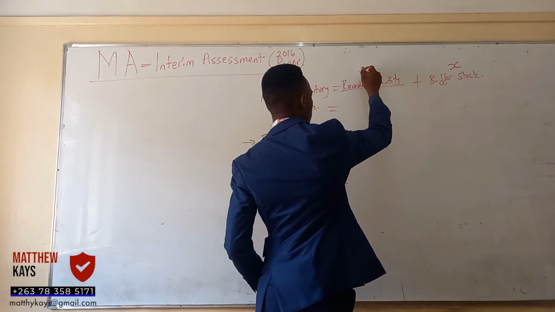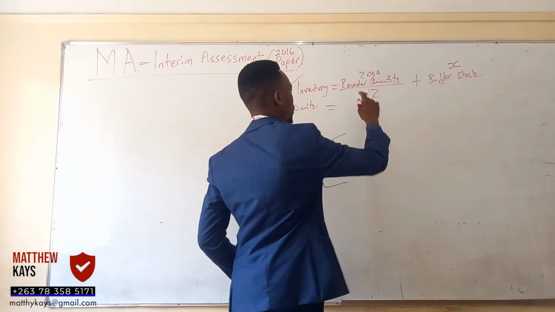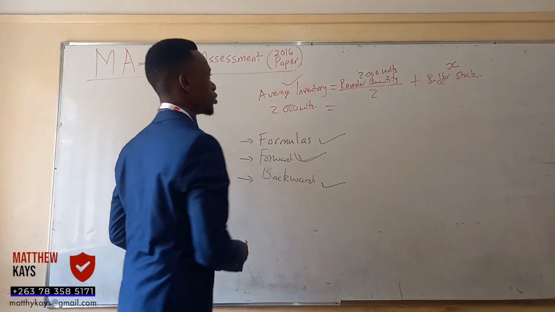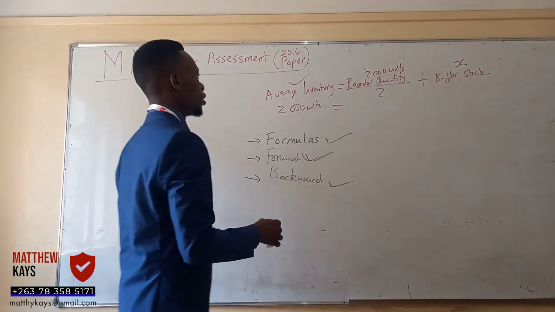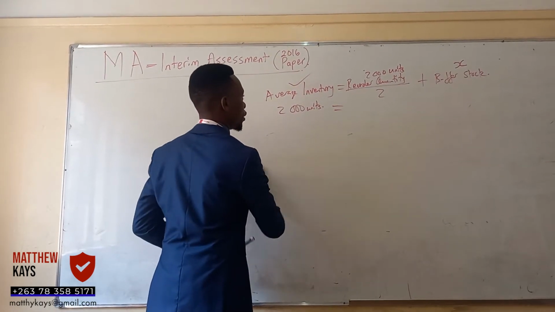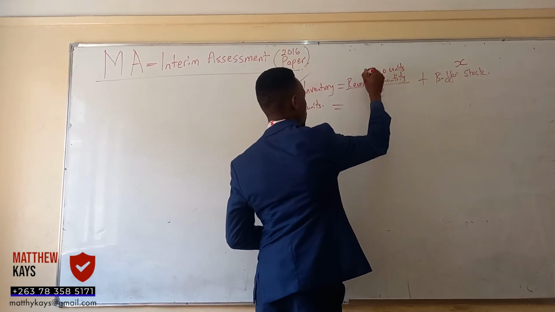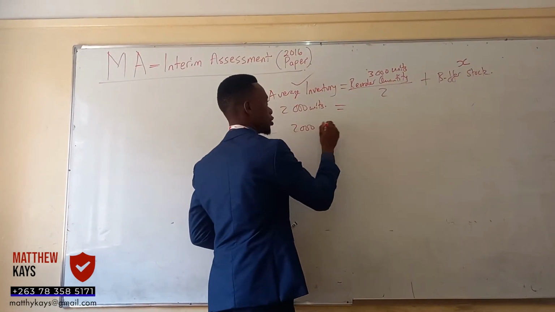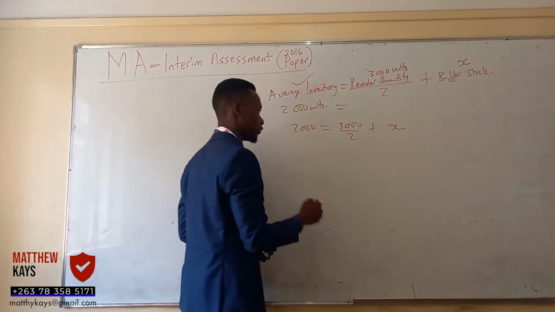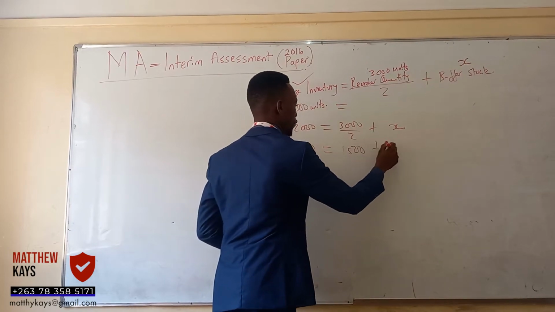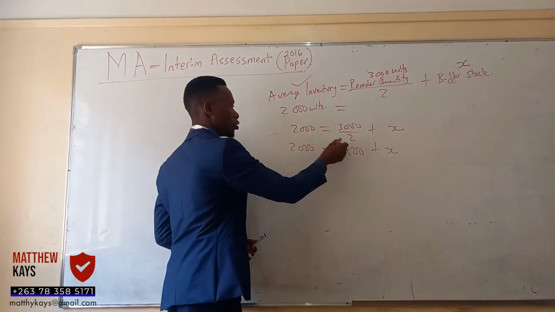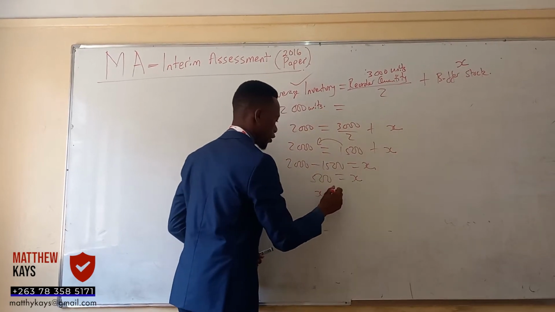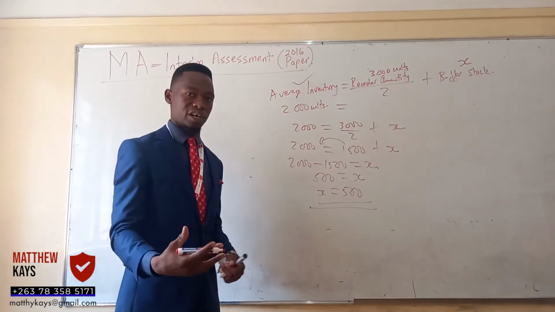Maybe on this one, if we say the reorder quantity is, let me just put 3,000 units here. So how do you calculate it now? It's just a matter of substituting. So 2,000 is equal to 3,000 over 2 plus X. You follow? 2,000 is equal to 1,500 plus X. So this goes to the other side. 2,000 less 1,500 will be equal to X. 500 is equal to X. X is 500. You get it? So that means your buffer stock is 500.